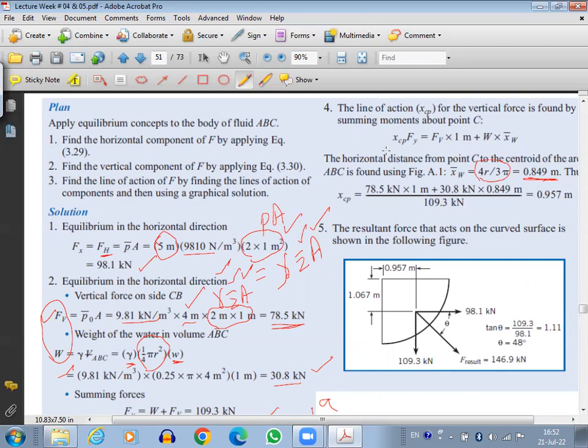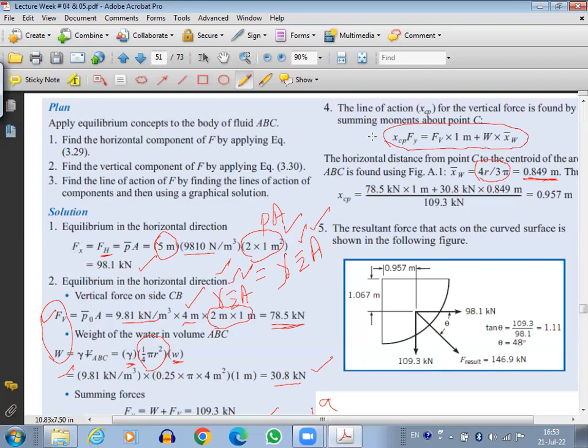Now we need to find out the resultant vertical force. We know the resultant vertical force will be the summation of the vertical component plus the weight, but these two are acting at different points. So the resultant force will be just the summation of these, but where will it be acting? Will it be acting here or here? No, it will be acting neither here nor here. It will be acting somewhere in between. So that we need to find. We do it by what we call the lever rule, or we can also say the summation of moments.